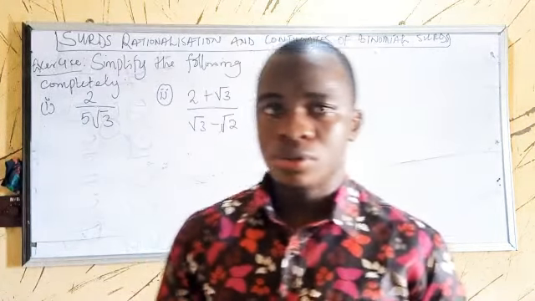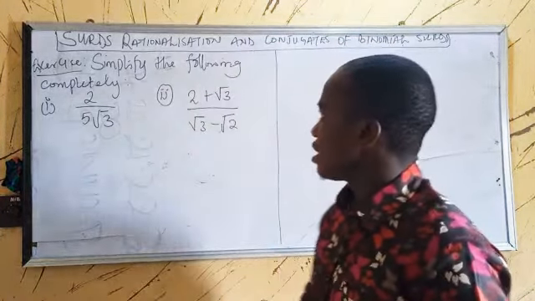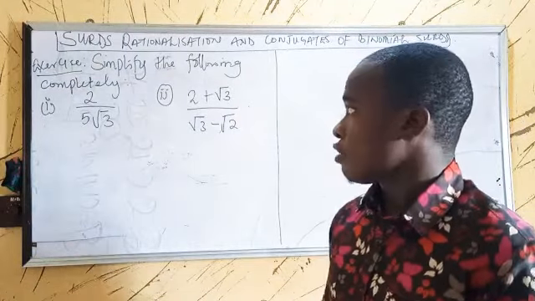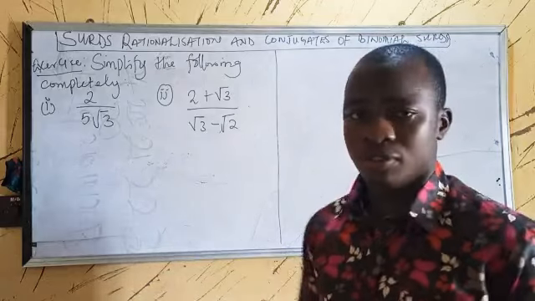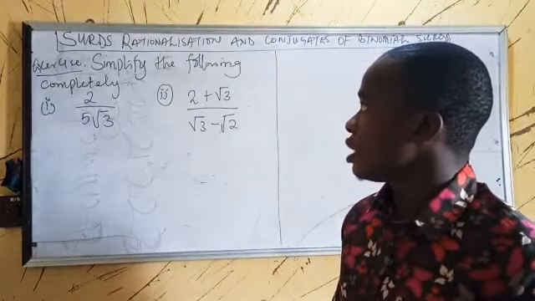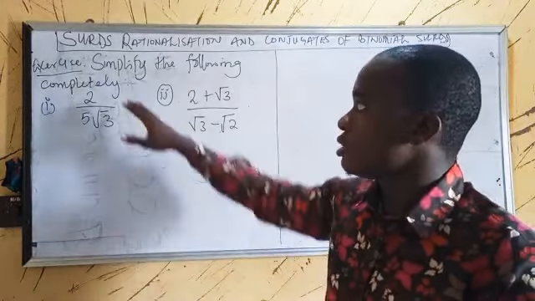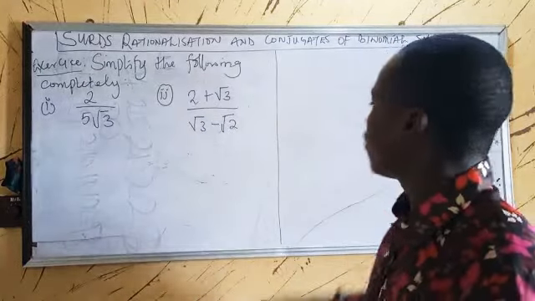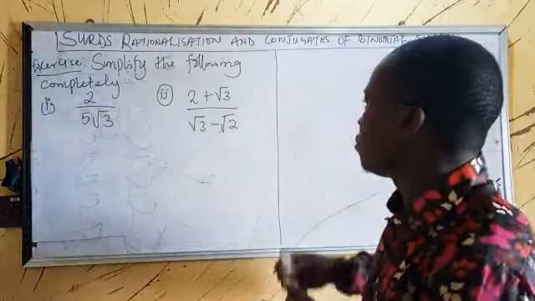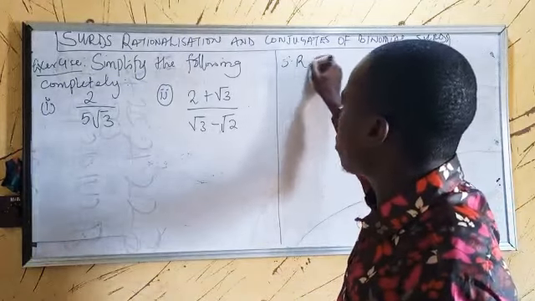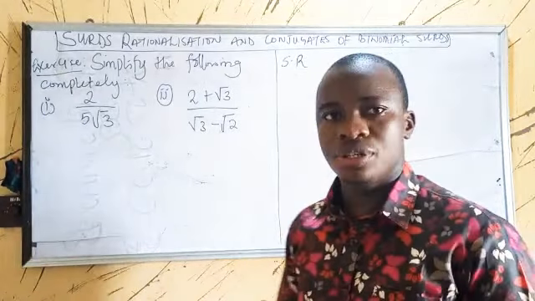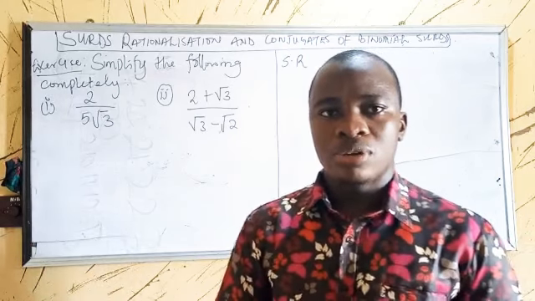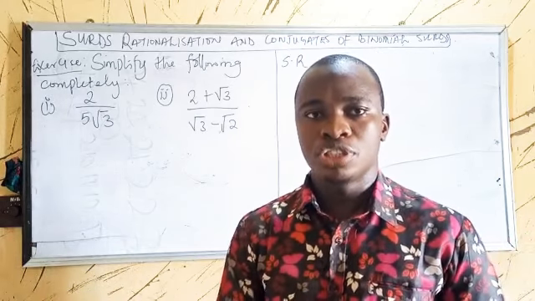So today we are going to look at surds rationalization and conjugates of binomial surds. Before we solve the problem we have on the board, I would like to enlighten us on what it really means by surds rationalization and conjugates of binomial surds. So what is surds rationalization? It's just the process of removing irrational numbers from the denominator.